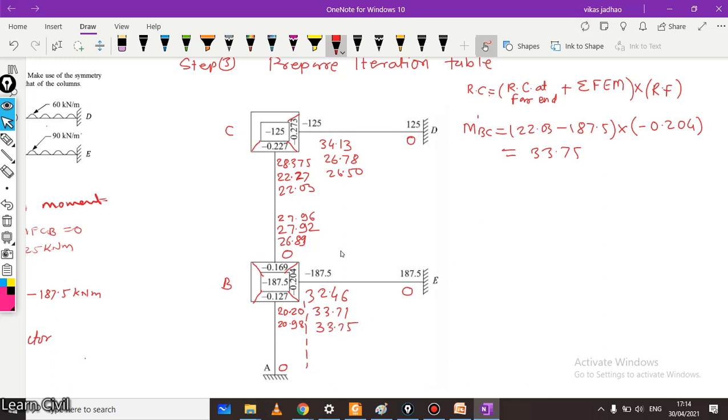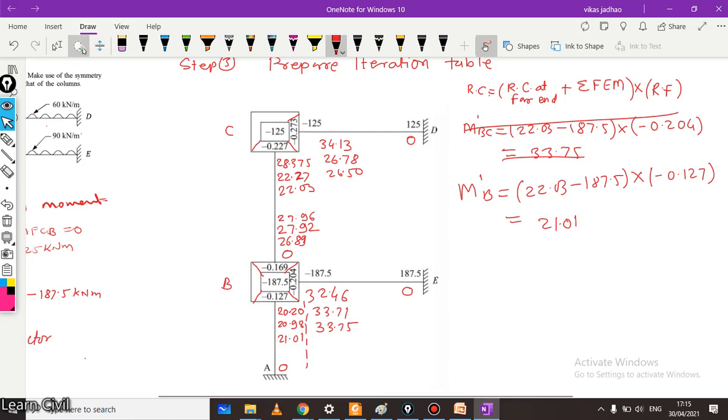And for BA, this M dash BA will be equal to the same rotation contribution, that is 22.03, minus 187.5 multiplying with the corresponding rotation factor of minus 0.127, so this will be equal to 21.01. Write down here 21.01.